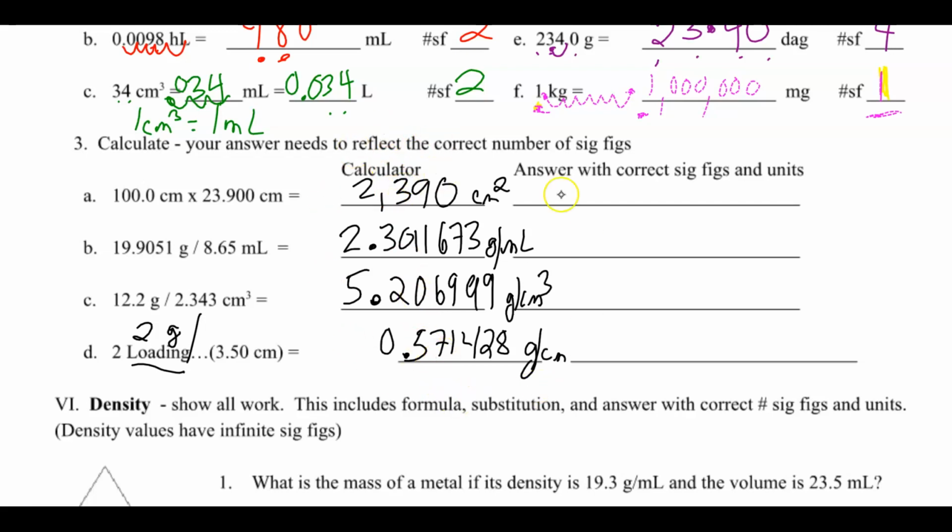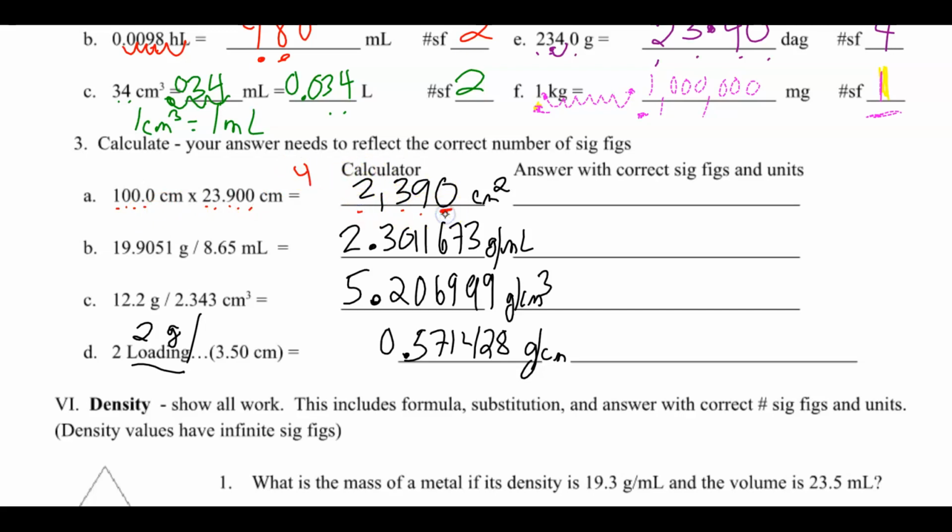Now, our calculator gives us a very precise answer, which might be more precise than the inputs. So look at the original problem for A. There's 1, 2, 3, 4 sig figs. 1, 2, 3, 4, 5 sig figs. That means my final answer can only have 4 sig figs.